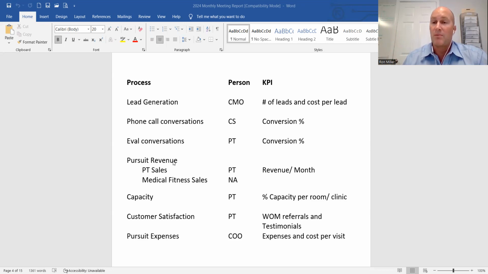And that's revenue per month. That's the number one thing. But then you can think about selling products, doing medical fitness sales, etc., adding other services on that you could generate more revenue and sales with. But for now, just starting out, your number one thing with Pursuit revenue is going to be PT sales, and that's the revenue per month.